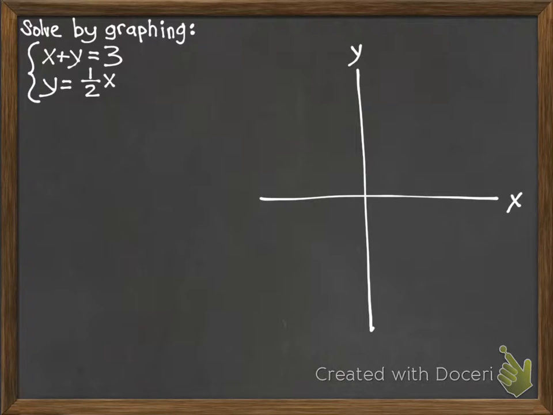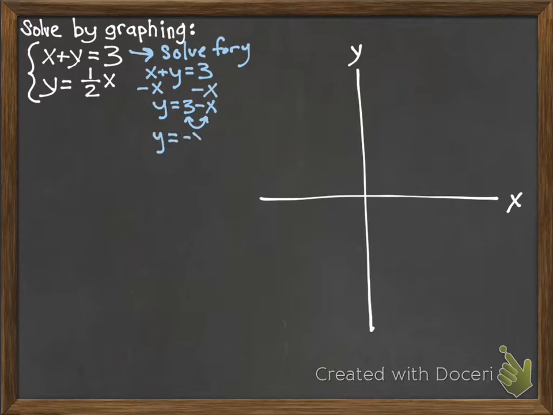Now in order to graph these, we're going to put them in slope-intercept form, y equals mx plus b. So we're going to solve for y on that top equation and subtract x on both sides to get y equals 3 minus x. Now for slope-intercept form, we want to have that in the other order, so we're going to rewrite that as y equals negative x plus 3.